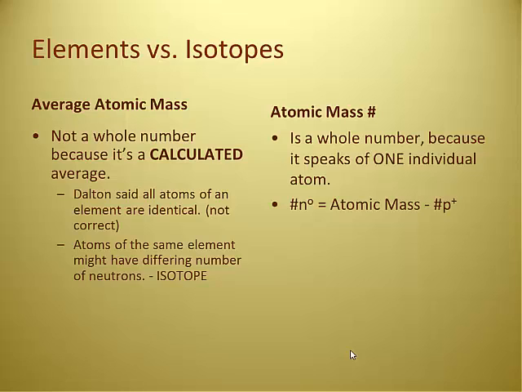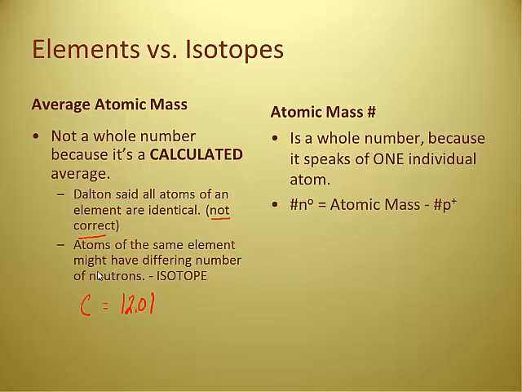All right. Elements versus isotopes. Average atomic mass. It's not a whole number. If you look at your periodic table, you will see a bunch of average atomic masses with decimal places. That's because it's a calculated average. Dalton said all atoms of an element are identical. He was not correct.